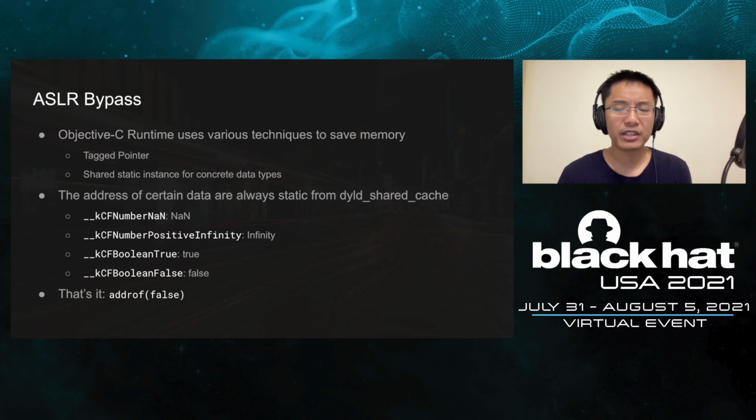With this primitive, we break the ASLR without a further read primitive. Objective-C runtime uses various techniques to save memory, such as tagged pointers and shared instances. The addresses of certain data are always static from the DSC. For instance, infinity in JavaScript maps to kCFNumberPositiveInfinity. Simply by reading the address of Boolean false, we get the base address of every single library.